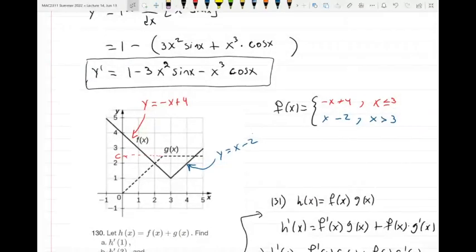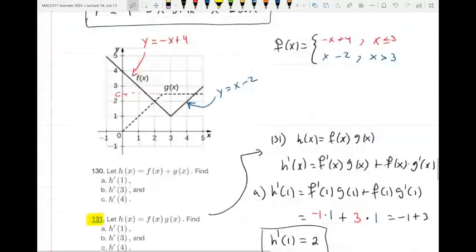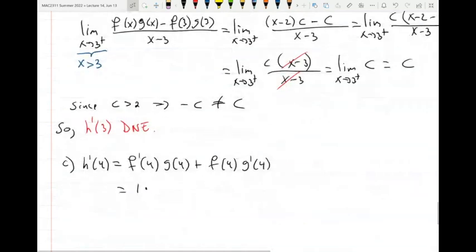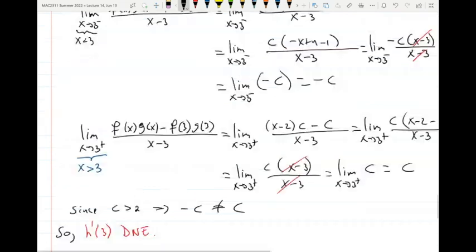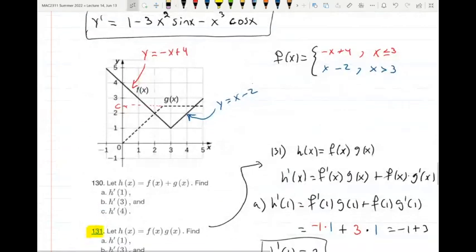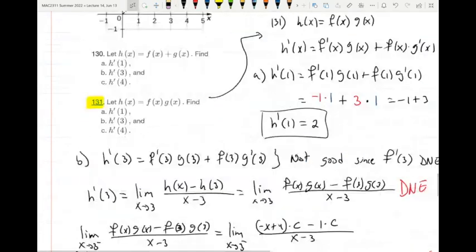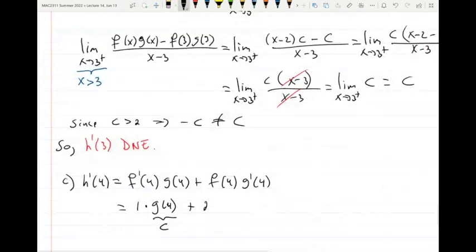What's g of 4? C. So I'm going to keep it as, okay, let's put C. Or you can keep it as g of 4, okay? Let's keep it as g of 4, but let me just say that this is the C that we made up above, okay? Just to have it nice with that. Plus f of 4. What's the value of the function at 4? 2. Times g prime of 4. What's g prime of 4?